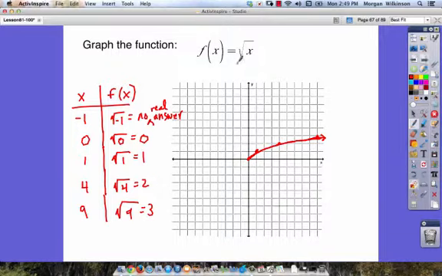And if we made this negative, well, then we would reverse the direction that we'd be going in. We'd be underneath our x-axis. And this one is, of course, a square root function. A square root function will always give us that half of a parabola.